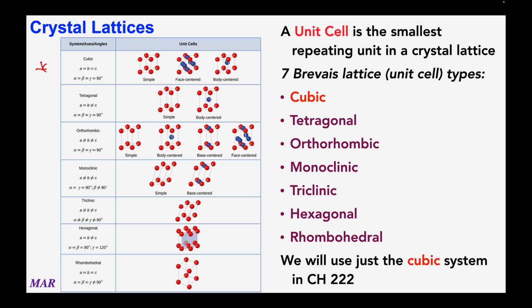First of all, the lengths of all sides of these cells are the same. So A and B and C are all the same length. It's a cube. Also, the angles within that particular molecule are all 90 degrees, and that honestly makes the math a lot easier. So we're only looking at cubic unit cells.